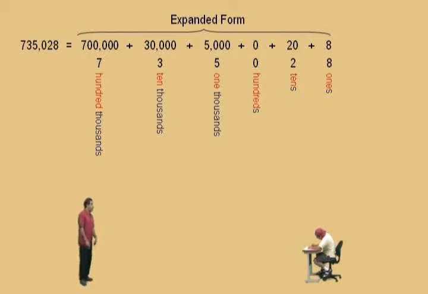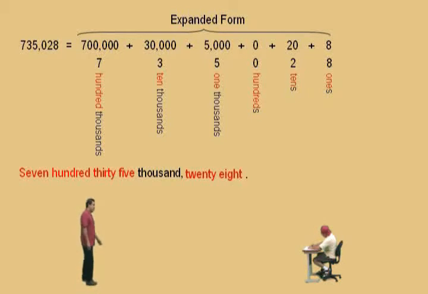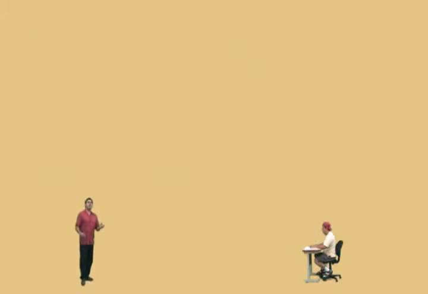There we go. And how do we say this number, Charlie? 735,028. That's right, 735,028. Okay, now, expanded form may give you a visual representation of adding large numbers together. Watch, you'll see what I mean here.